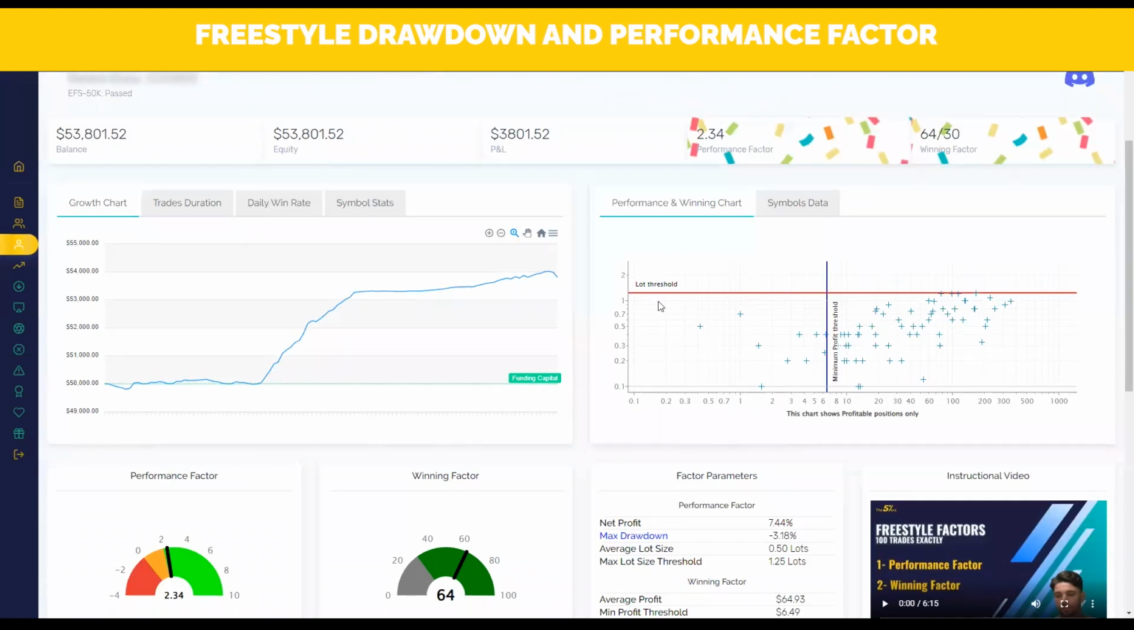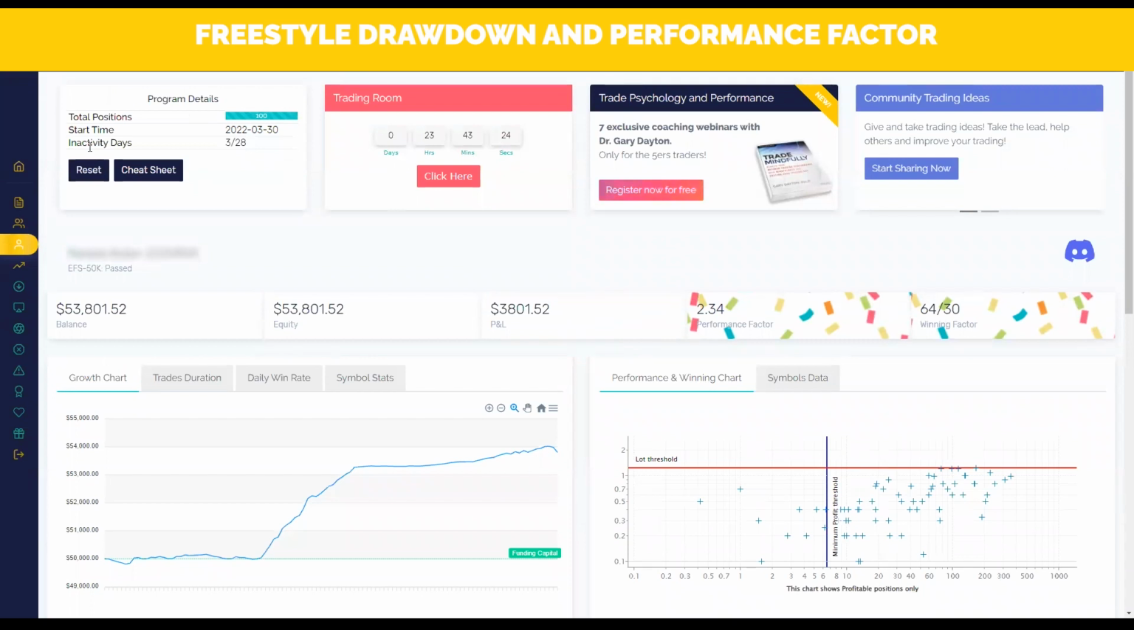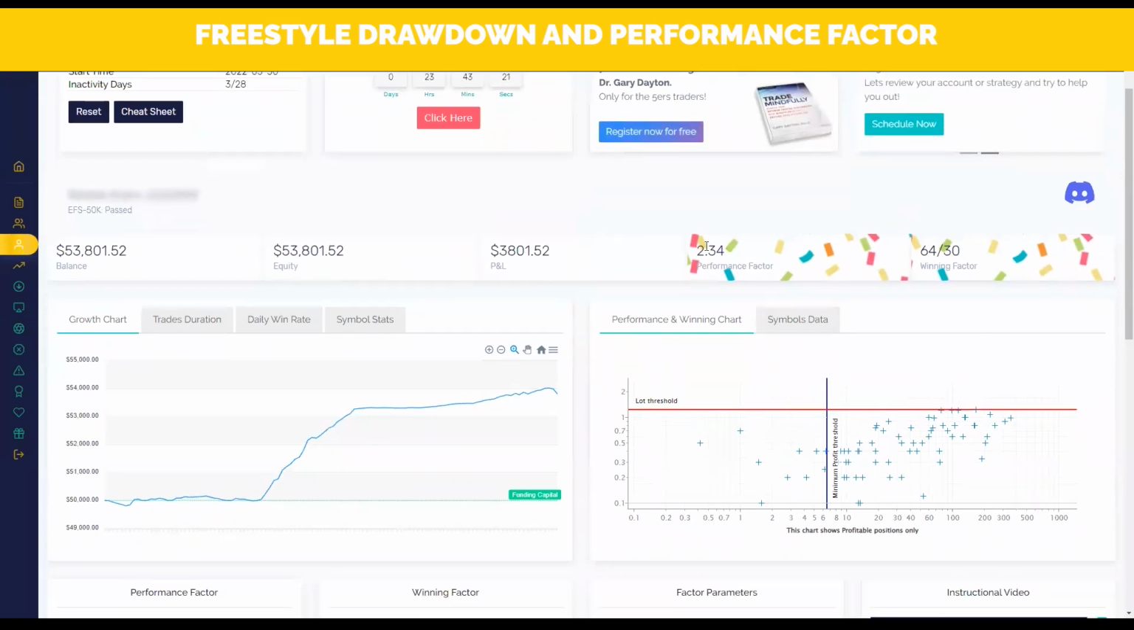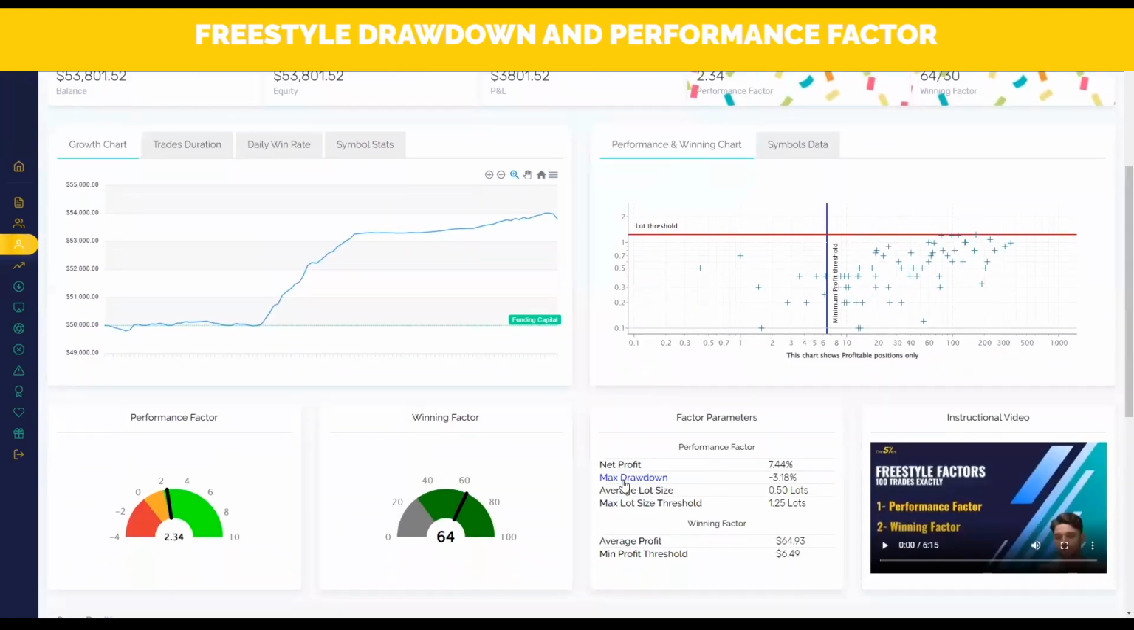So let's start with this trader. This trader already passed the Freestyle program. He had a performance factor of 2.34, winning factor of 64, and a max drawdown of minus 3.18. Now if we look at his growth chart, we will see in the balance he didn't get to that drawdown. We need to remember the max drawdown is calculated by the equity, by the floating drawdown. So we take the maximum at any given time, the maximum balance in real time against the maximum equity.